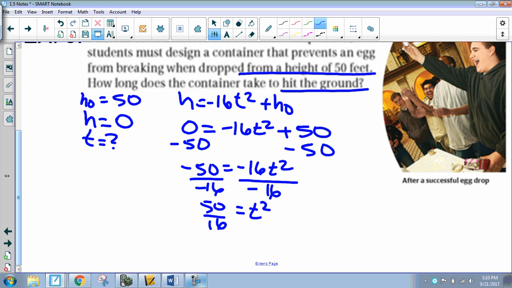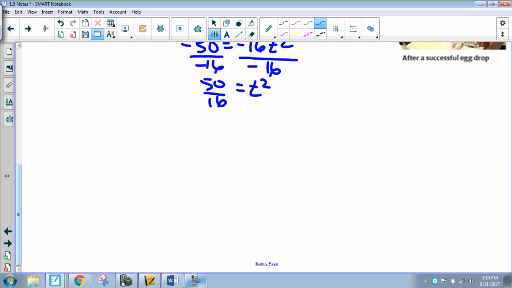And at this point, we're going to square root both sides. So remember, it's plus or minus the square root of 50 over 16. Now that can be reduced, but when we are using this in a word problem, if I reduce this, it would reduce to what? 5 square root 2 over 4. That doesn't really make sense for time.